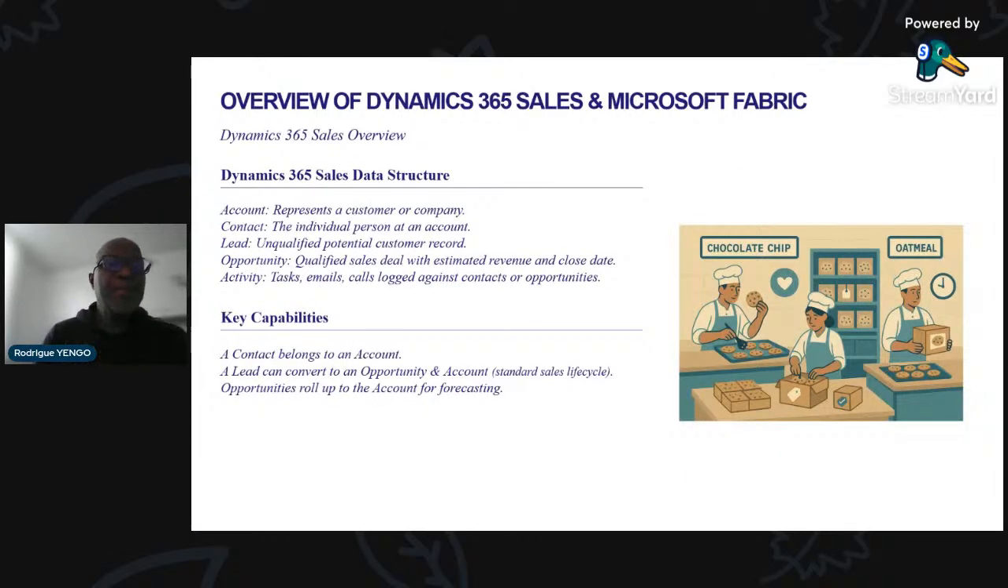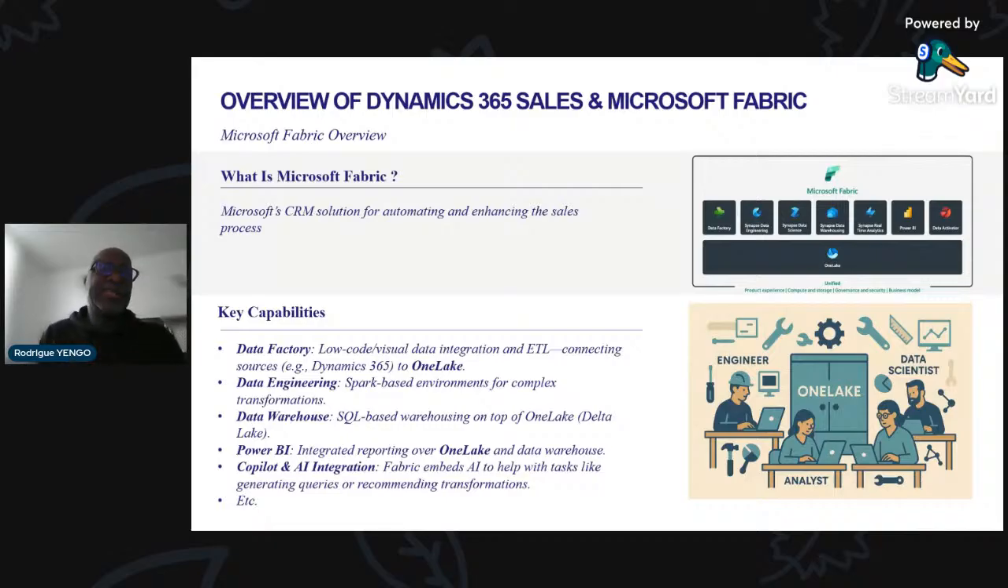So, an overview of Dynamics 365 Sales from Microsoft. We have talked about account, contact, opportunity, and key capabilities. A contact belongs to an account. It's just another way to present the previous slide. So we'll go to the next. Now we want to talk about Dynamics 365 Sales for Microsoft Fabric. To say things in a simple way, it's just a data platform.